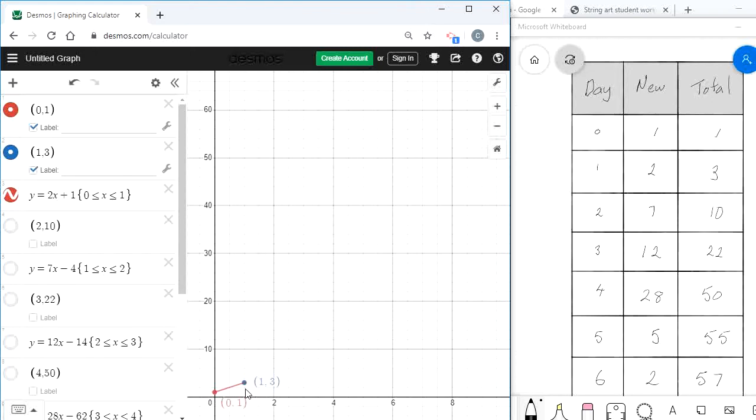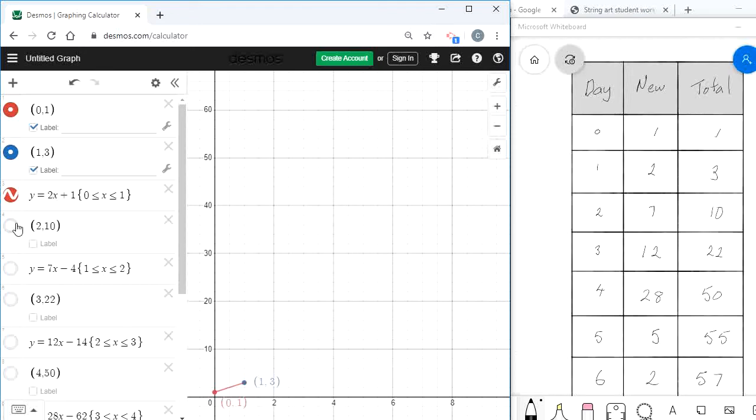In terms of up, well, it was one person sick, then it became 3 people sick. So I've gone up 2. So up 2 across 1. That gives me a gradient of 2. That's how steep the line there is, 2.